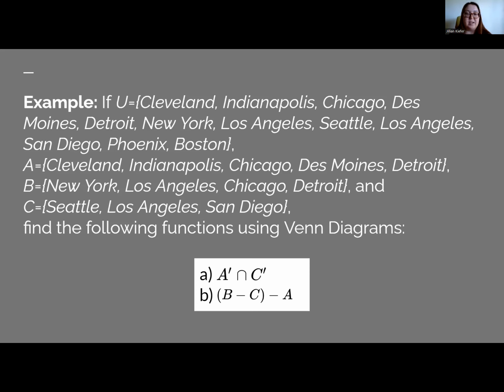A is equal to the set of Cleveland, Indianapolis, Chicago, Des Moines, Detroit. B is New York, Los Angeles, Chicago, Detroit. And C is Seattle, Los Angeles, and San Diego. We're going to find the following functions using Venn diagrams.